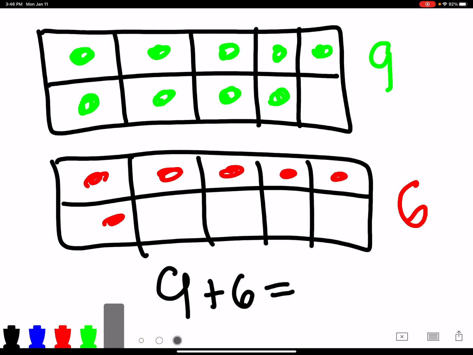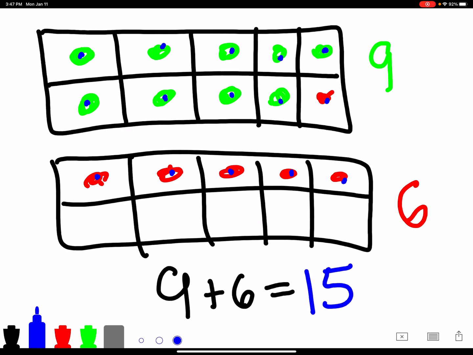So what if I was going to erase one of these dots and replace it here? So we would still have 6, right? So we'll have 1, 2, 3, 4, 5, 6 still. But now the good thing about this, since we combined them, we can count the total number of dots that our boxes have, so we can see what's the total number of dots that we have when we add 9 plus 6. So if we count 1, 2, 3, 4, 5, 6, 7, 8, 9, 10, 11, 12, 13, 14, 15. We will have 15. So 9 plus 6 will be 15.